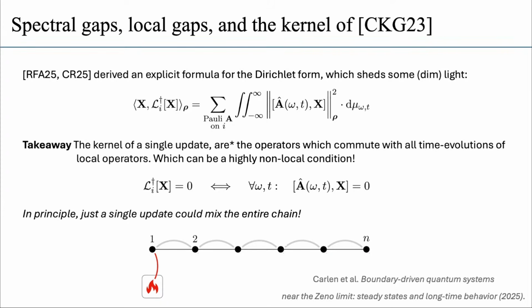Now this is mind-boggling classically, right? You would never have this classically. You have a spin chain where you just update a single bit. The others are fixed. They don't change. But for a sufficiently non-commuting system, in principle, a single update could mix the entire chain to the Gibbs state. And there is some evidence that this occurs in this very nice paper by Carlin on boundary-driven quantum systems. So in part, this is why characterizing the local fixed points in the local kernel is so challenging.